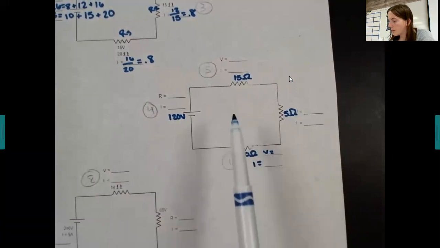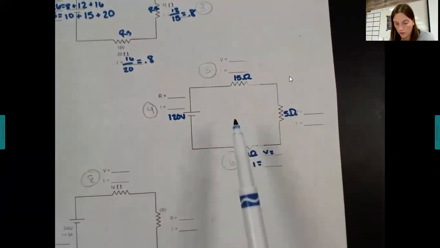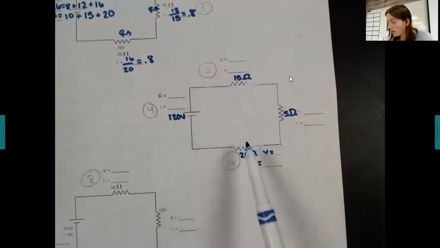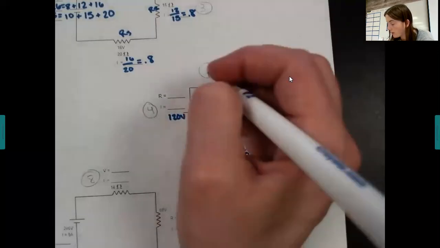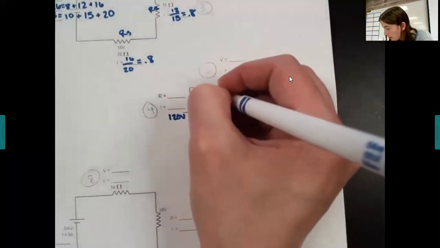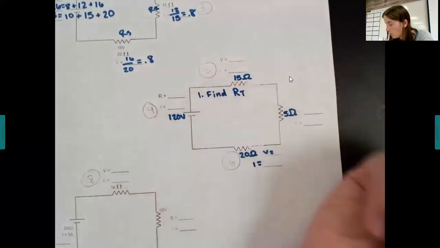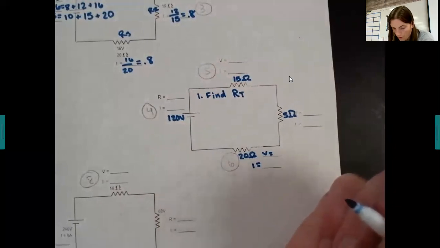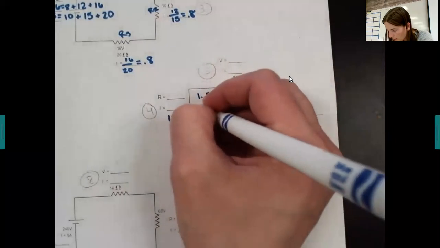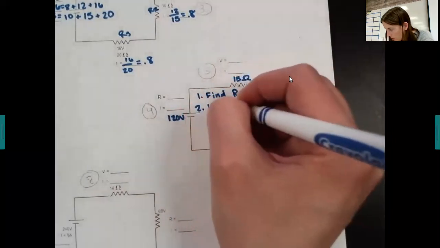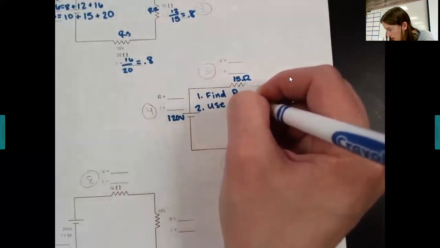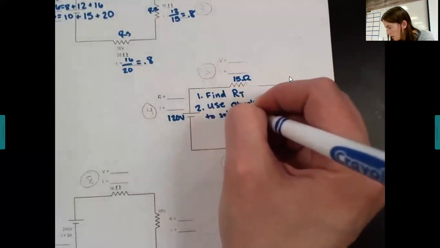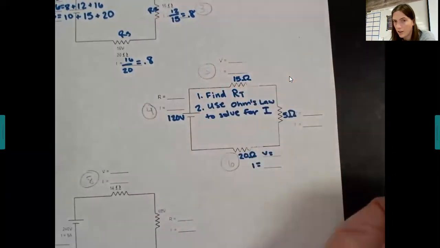For this one, we have the resistors, so you can find the R value first. Number one, you're going to find the total resistance, then you're going to use Ohm's law to solve for the current, which is I, current is I.